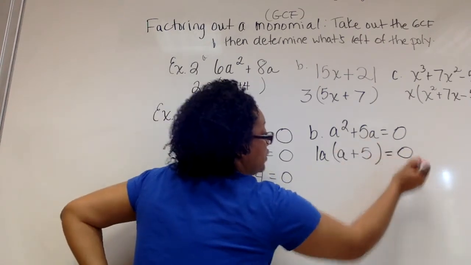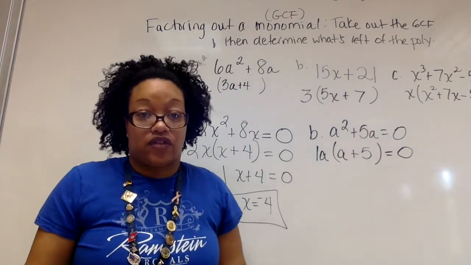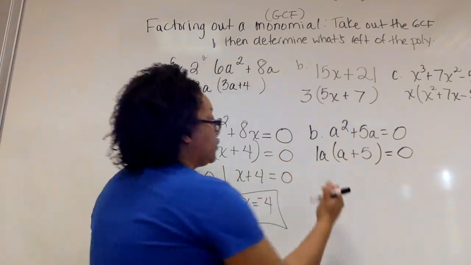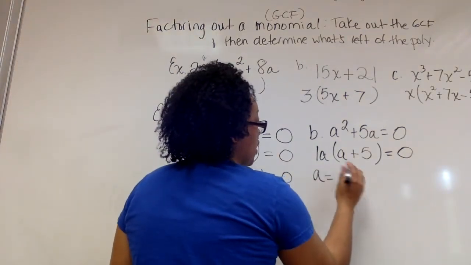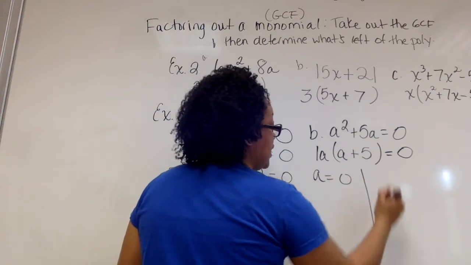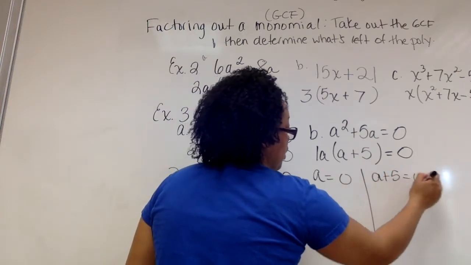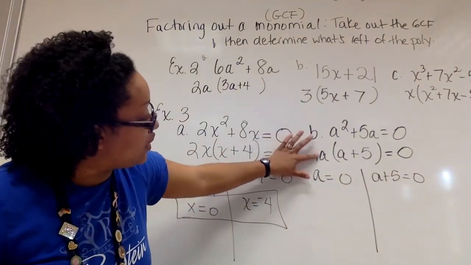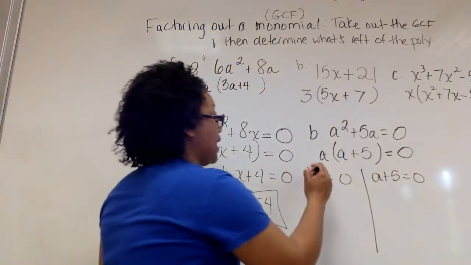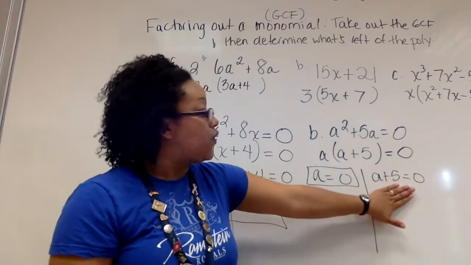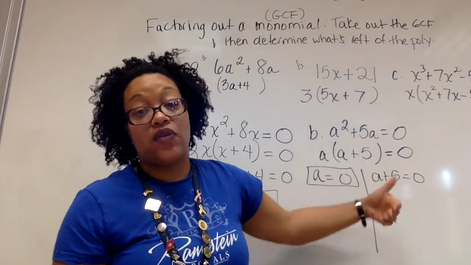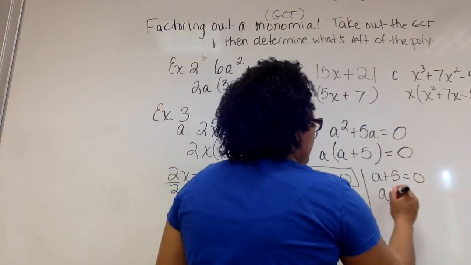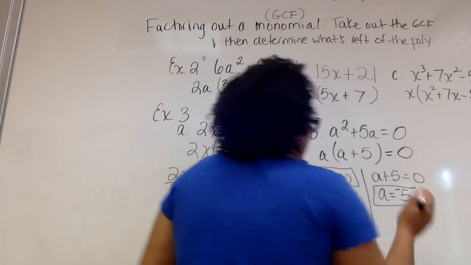Bring down the equal to 0. You just factored. Now we need to solve. So that's a is equal to 0. Remember, you're going to separate it. And a plus 5 is equal to 0. Well, a equal to 0, there's nothing to do, because you know that's an invisible 1 right there. That's just one of your solutions. You can box it. For the second one, a plus 5 equals 0. That means a must be negative 5. That's your second solution. And you're done.